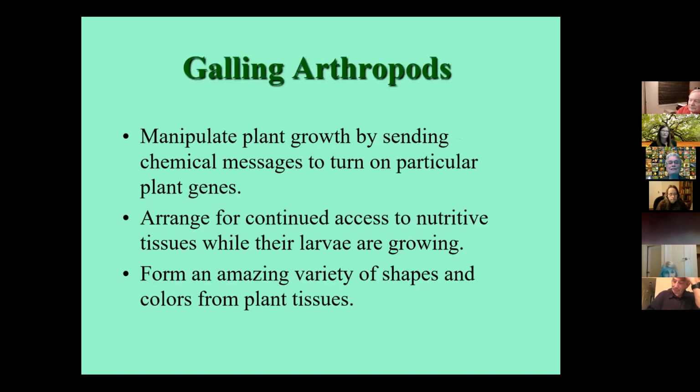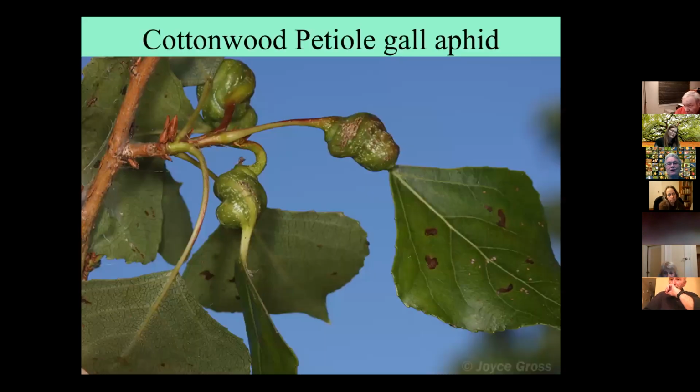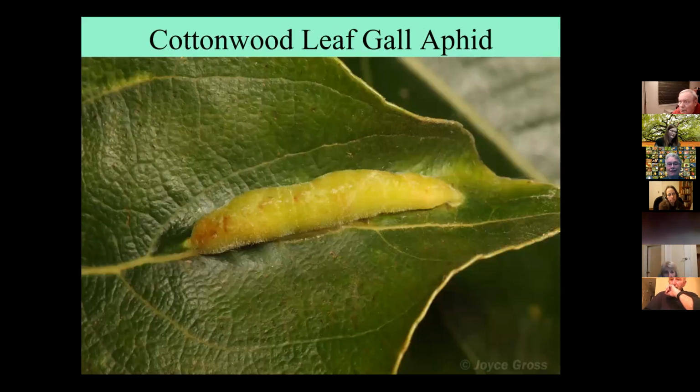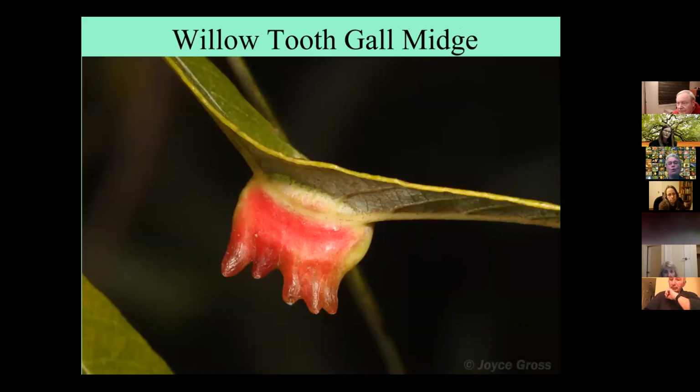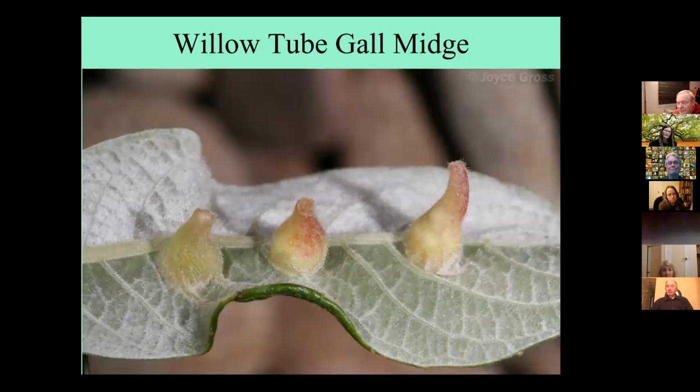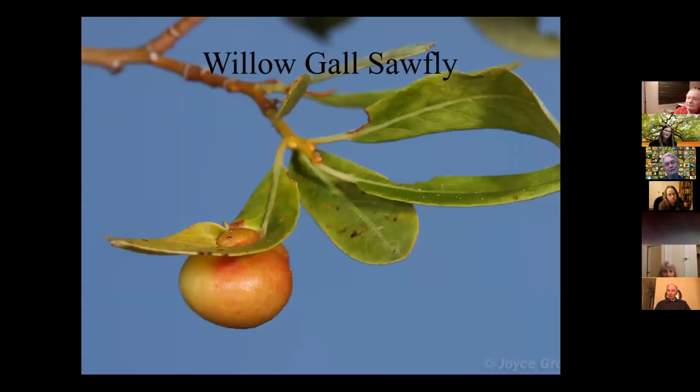Okay, galling arthropods manipulate plant growth by sending chemical messages to turn on particular plant genes. They arrange for continued access to nutritive tissues while their larvae are growing. So these form an amazing variety of shapes, colors, all from plant tissue. Here's a cottonwood petiole gall, cottonwood leaf aphid gall, willow tooth midge gall, a willow tube midge gall. Here's another sawfly gall on willow.